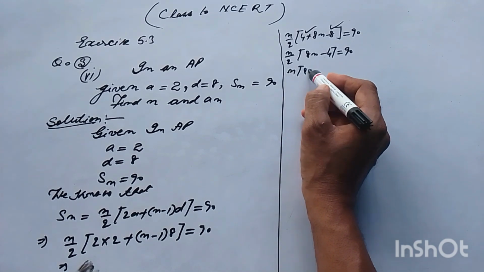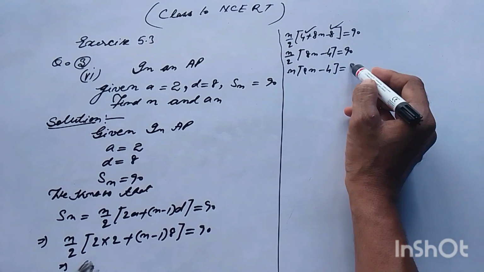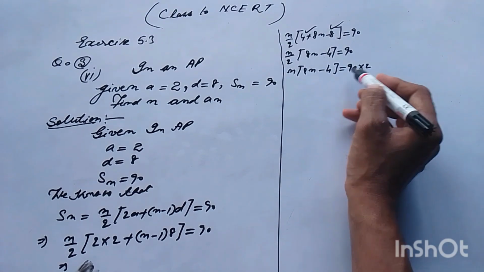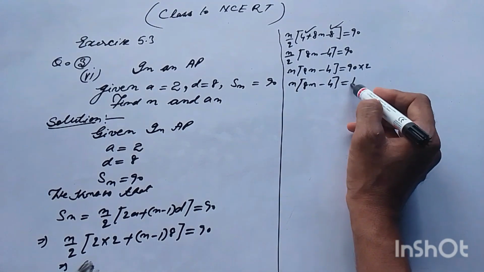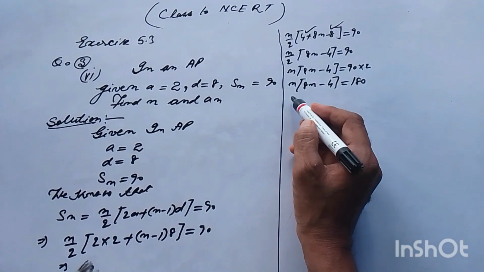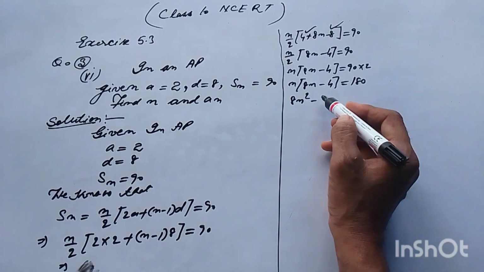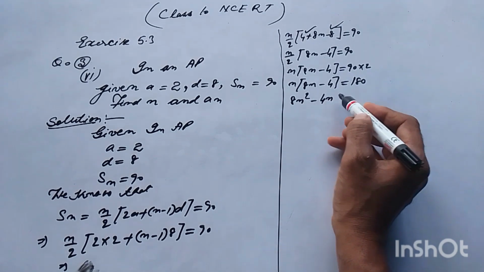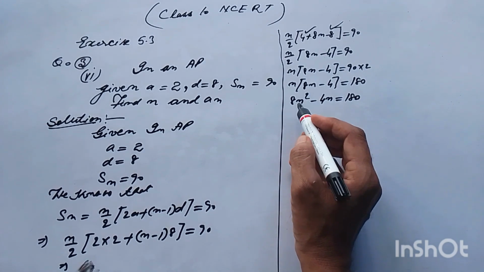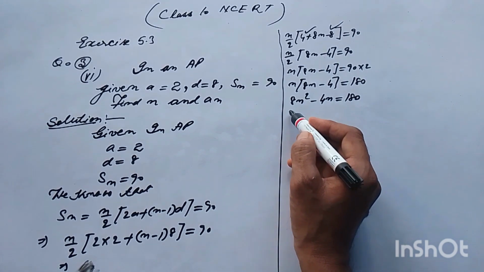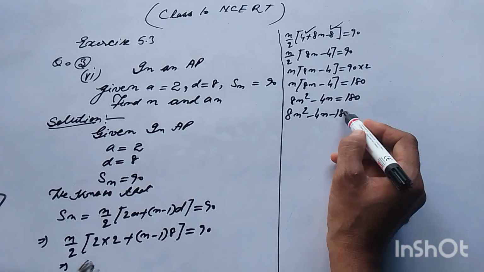n into (8n minus 4), we multiply 90 with 2, we have n into (8n minus 4) equal to 180. Multiply n with 8n, that's 8n square, multiply n with minus 4, that is minus 4n equal to 180. Now we will transpose 180. On the other side, we have 8n square minus 4n minus 180 equal to 0.